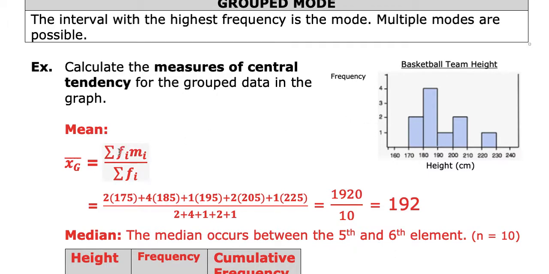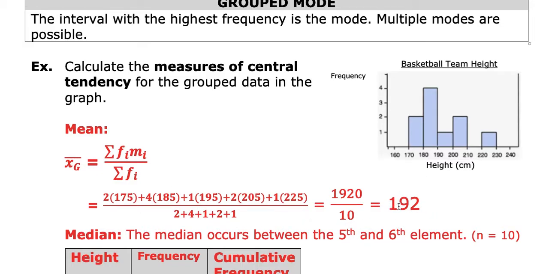So the sum of f times m, we're going to have 2 times 175, 4 times 185, 1 times 195, 2 times 205, and 1 times 225, divided by the sum of the frequencies. So the numbers listed were 2, 4, 1, 2, and 1. This calculation tells us that the mean is 192. And this is again an approximation because we don't actually know the values within each of these intervals, but it is going to be the best approximation we can do.